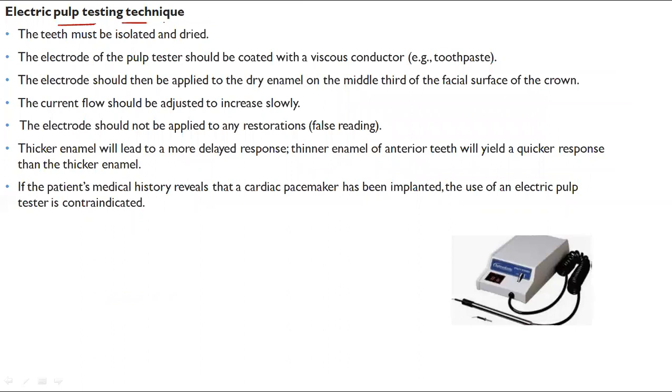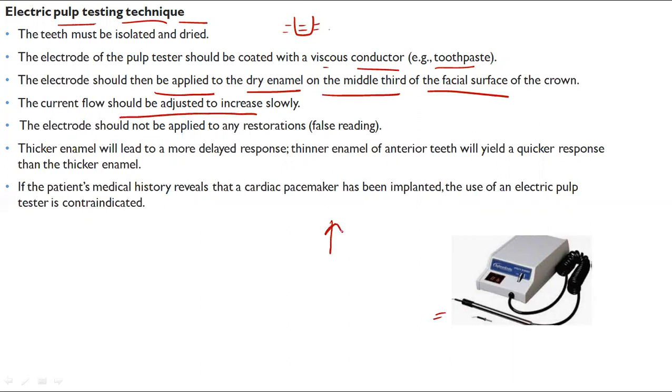Electric pulp testing machine. How do you use this? Suppose I'm testing this tooth. It is isolated and dried. The electrode of the pulp tester should be coated with a viscous conductor, that is toothpaste. The electrode should then be applied to the dry enamel on the middle third of the facial surface of the crown. The current flow should be adjusted to increase slowly. So you should increase the flow of the current very slowly.